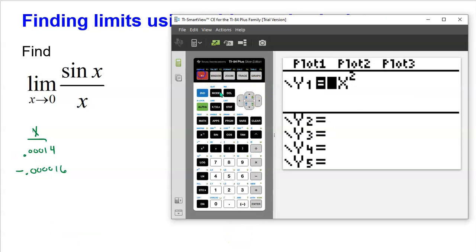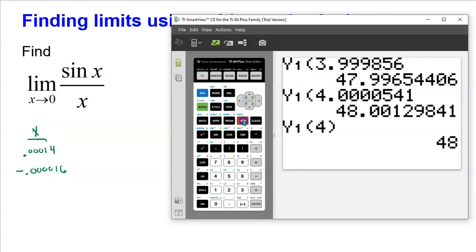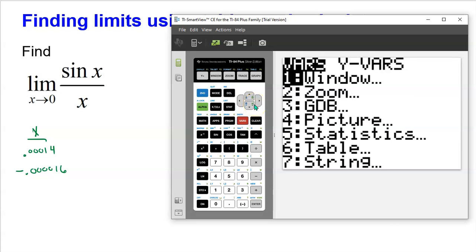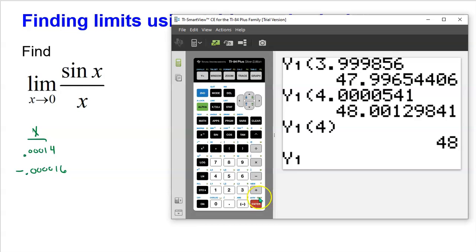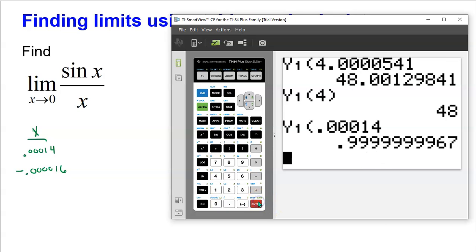So once again, we're going to go to y equals real quick. We're going to erase what's there, type in sine of x, close that parenthesis, divide by x, and then we can exit and go back to the home screen here. And again, now that we change what y1 is, when we go vars, yvars, y1, it's now going to plug it into that new function. So again, let's plug in 0.00014, and we get, whoa, wow, that's pretty close to 1.